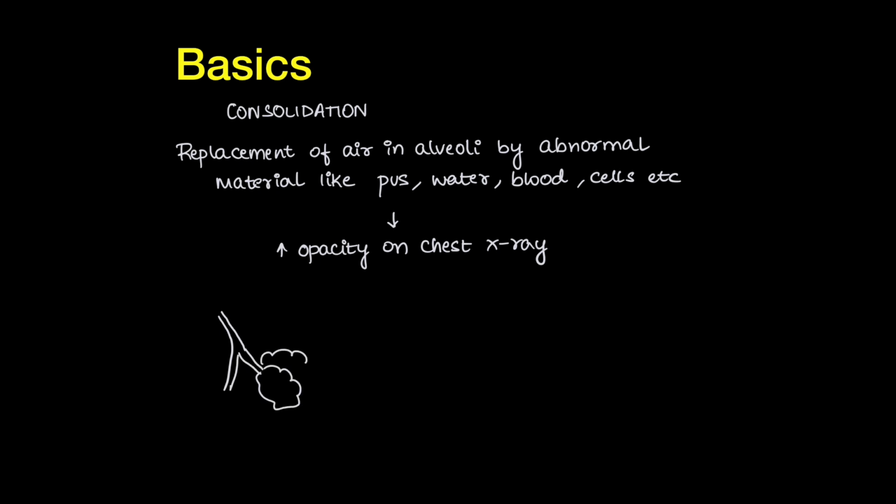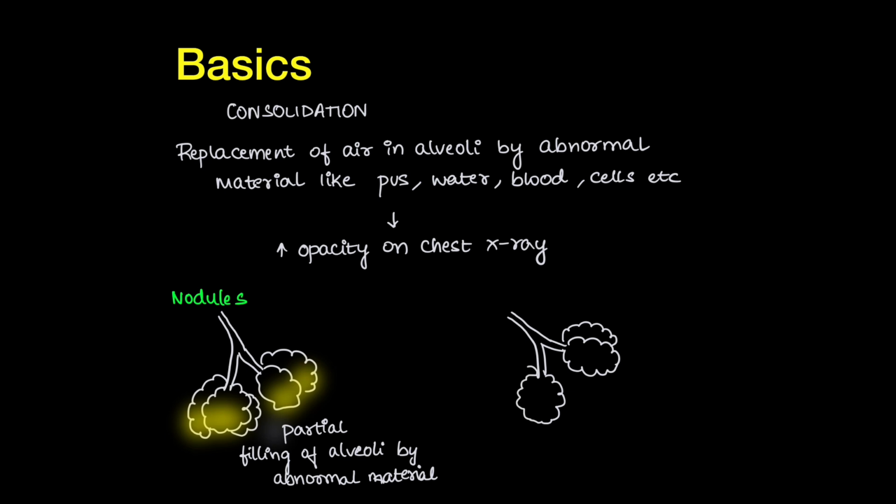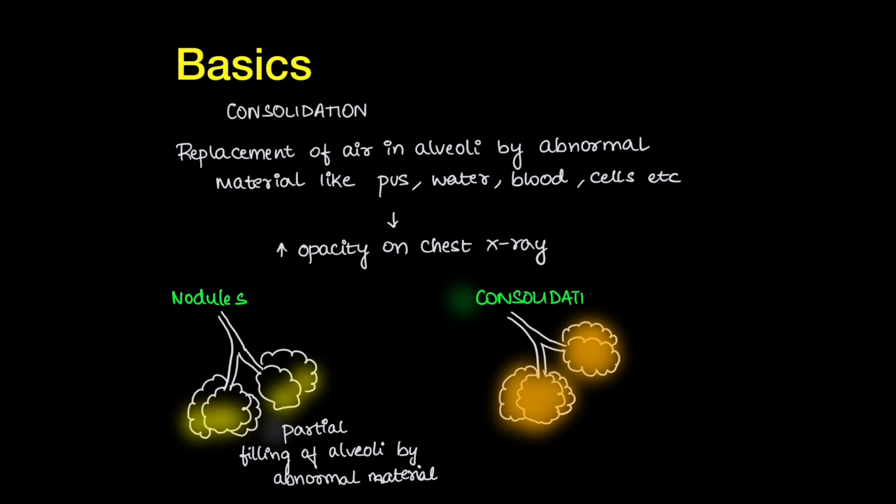So let me draw the alveoli. These are the normal air-filled alveoli. The inside is black. Whenever there are nodules, there will be partial filling of alveoli. That will cause the appearance of nodules on chest X-ray. But when these alveoli are completely filled with such abnormal material, like I am drawing now, it's called consolidation. That means they present like consolidation.